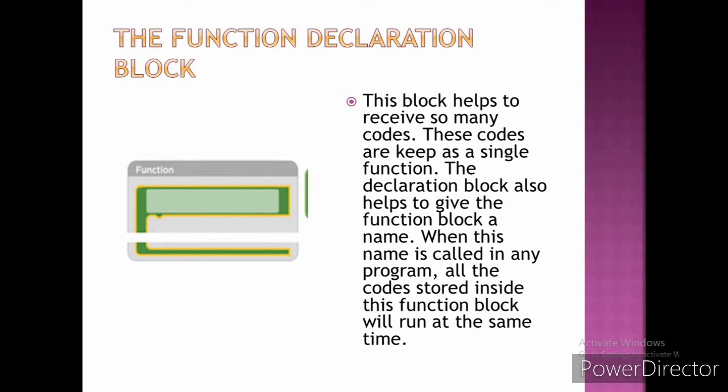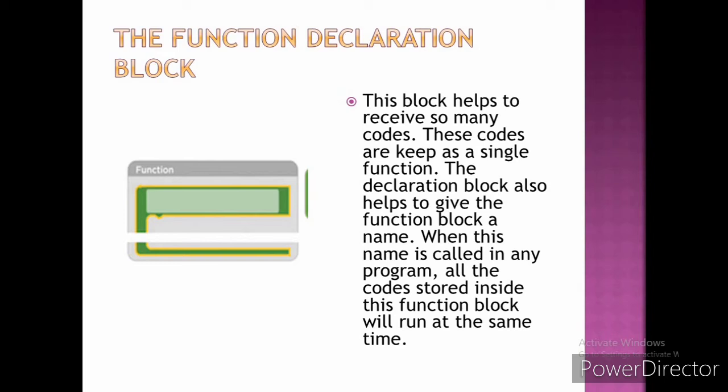Isn't it, children? Now, during the course of the naming ceremony, a name is given to the child. And that name follows the child wherever the child goes. That is the function declaration block. The function declaration block helps to give the function a name.